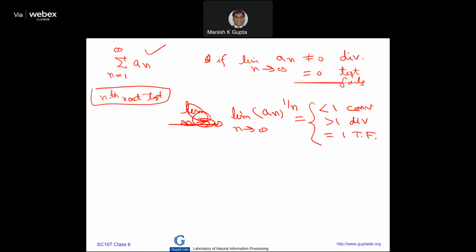The series is the same, summation An, n equal to 1 to infinity. This is our series. I want to check whether the series is convergent or divergent, so I will just take the nth root test, right? Got it? So if this is less than 1, convergent, greater than 1, divergent, and equal to 1, the test fails.